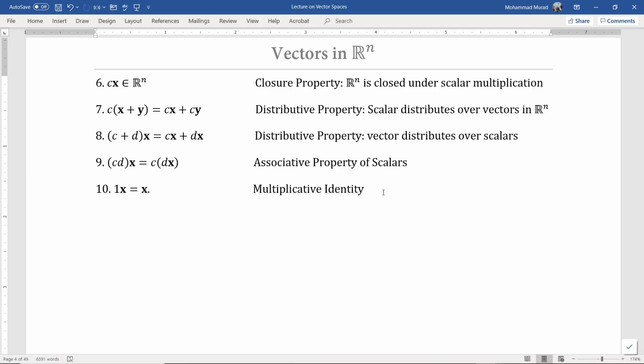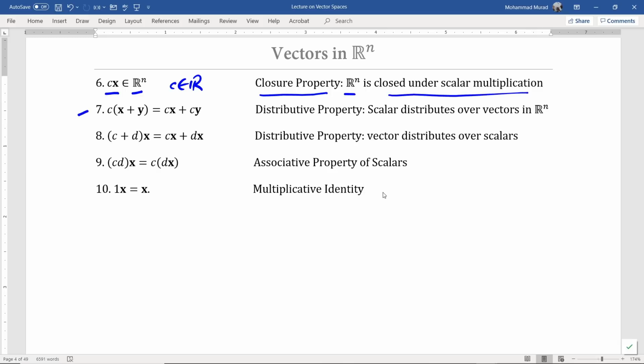In the previous page, we discussed 5 properties for vector addition. The next 5 properties are all about the scalar multiplication. Property 6. If x is in Rn, then cx, the scalar multiple of x, is also in Rn, and this is true for all c, real number. This property is called the closure property for scalar multiplication. It means the set Rn is closed under scalar multiplication.